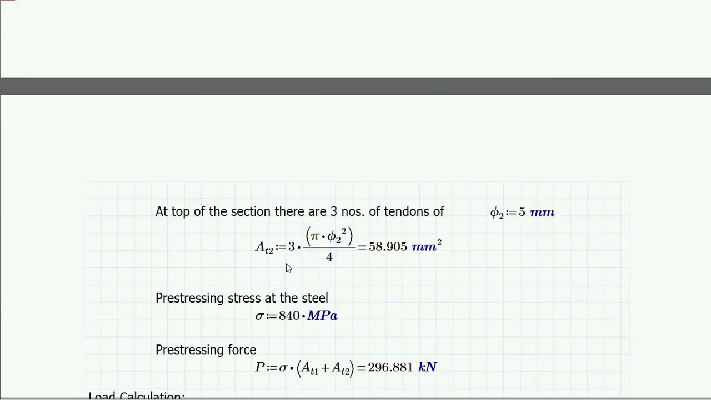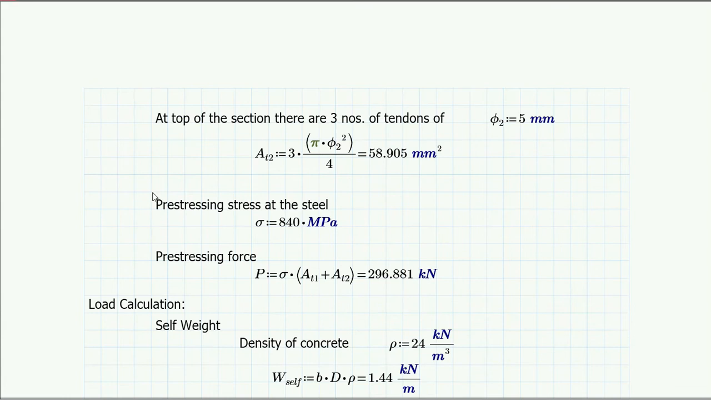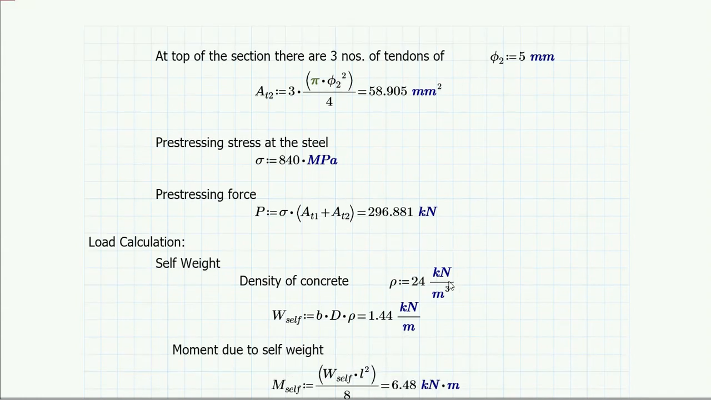Okay, the total area of tendons at the top is 3 into pi d square, that is phi 2 square by 4, which comes out to be 58.905 mm square. Now what is the pre-stressing stress that is given to us? That is 840 megapascal or Newton per mm square for each tendon. And then if this is the stress, what will be the total pre-stressing force? Then P will be sigma into the total area of pre-stressing steel, which comes out to be 296.881 kilonewton.